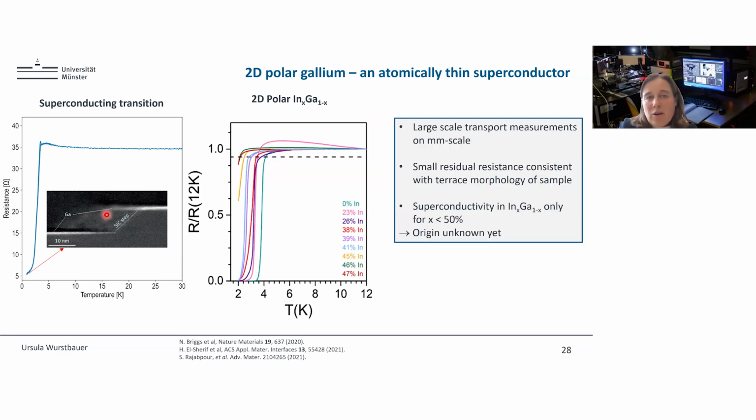Surprisingly, if you go to an alloy indium-gallium mixture, at some point around 50% indium, the system no longer transitions to a superconductor. The resistance drops. However, it doesn't really go to a zero resistance state. It is still somehow unknown why just changing one element and replacing it, the system no longer becomes a superconductor, even though indium itself as a bulk material would be one. So the origin is still unknown.